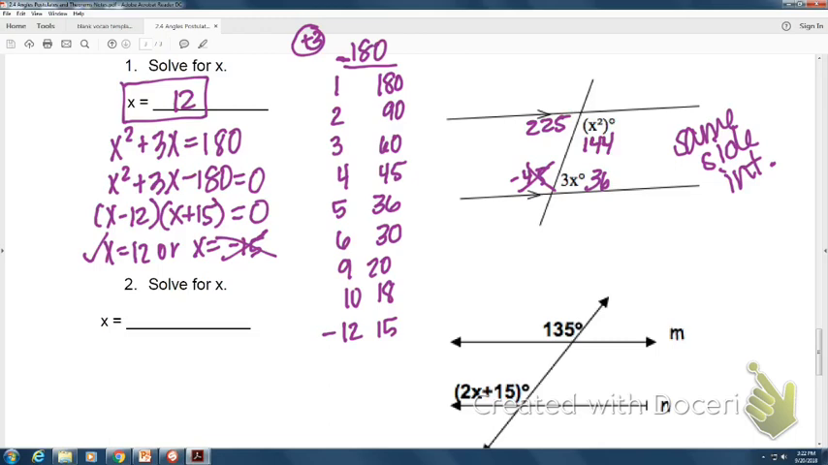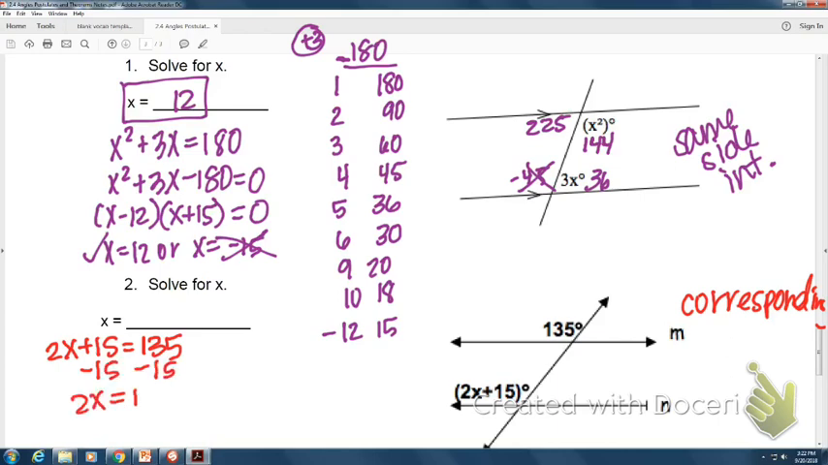Okay, number 2. We have 135 and 2x plus 15. What kind of angles do we have? Corresponding. Corresponding angles are congruent. So how would you solve for x in this case? Set them equal to each other. 2x plus 15 equals 135. What's my first step in solving this? Subtract 15. So I have 2x equals 120. So what does x equal? Very good.